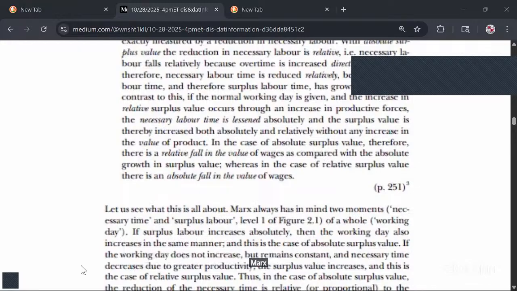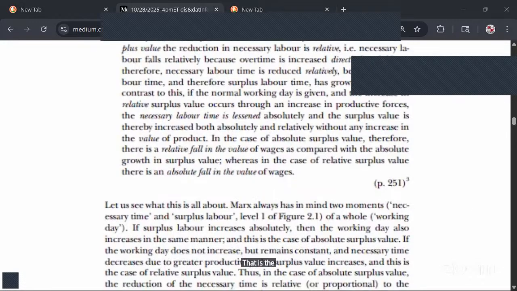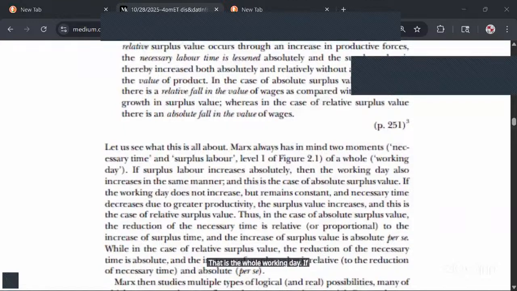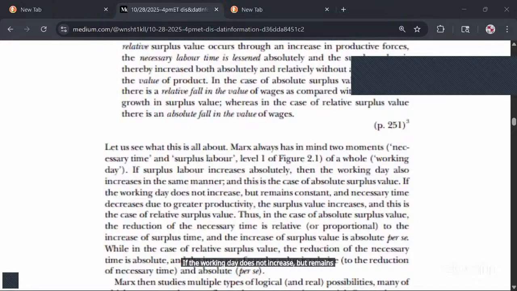Marx always has in mind two moments, that is, necessary time and surplus labor, level 1 of figure 2.1, of a whole, that is, the whole working day. If surplus labor increases absolutely, then the working day also increases in the same manner. And this is the case of absolute surplus value. If the working day does not increase but remains constant, and necessary time decreases due to greater productivity, the surplus value increases, and this is the case of relative surplus value.